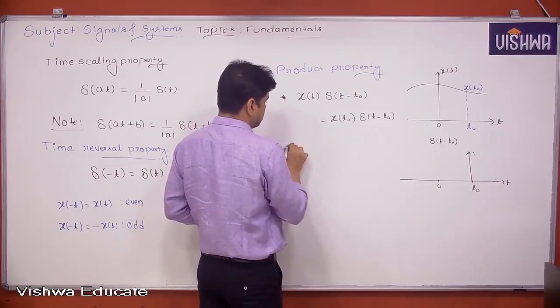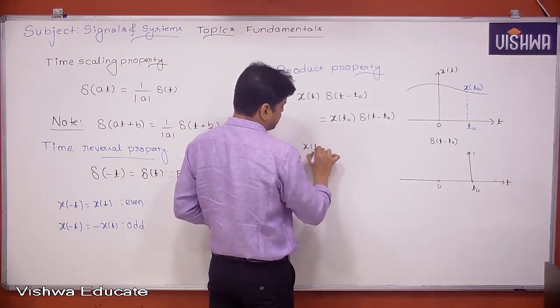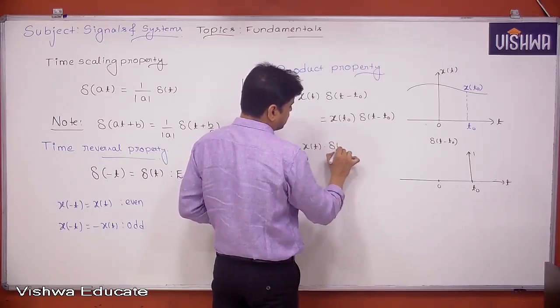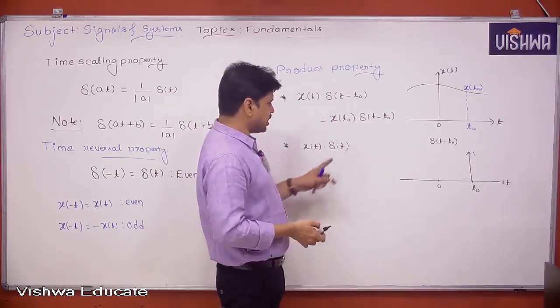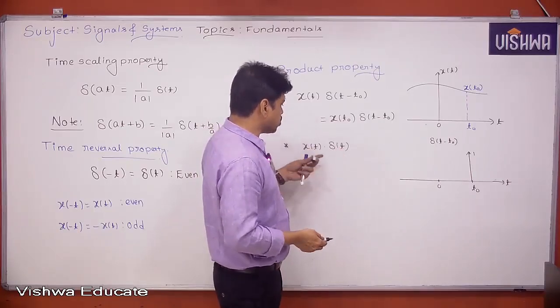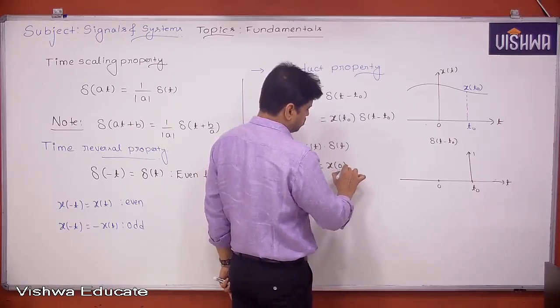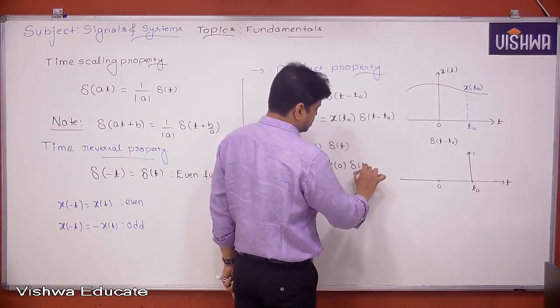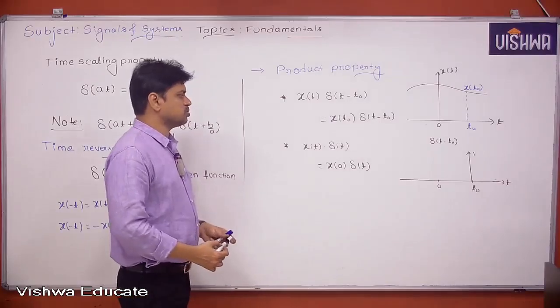Very important. Another way: suppose I multiply x of t with delta t, that means any signal is multiplied with delta t. Because the impulse function exists only at t equal to 0, we have to replace t with 0. That means x of 0 delta t. This is the product property. Okay, make a note.